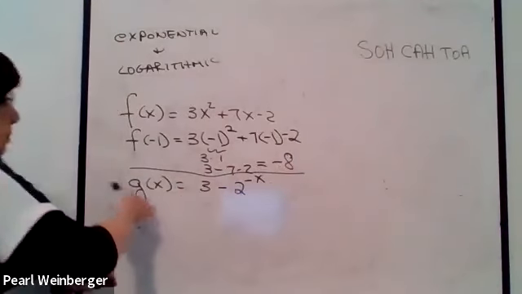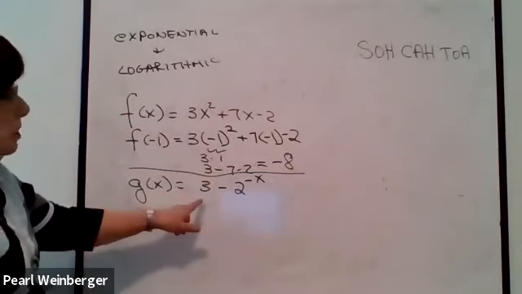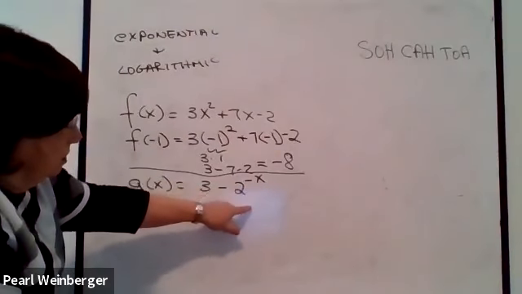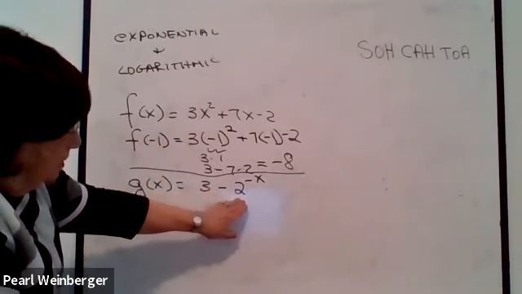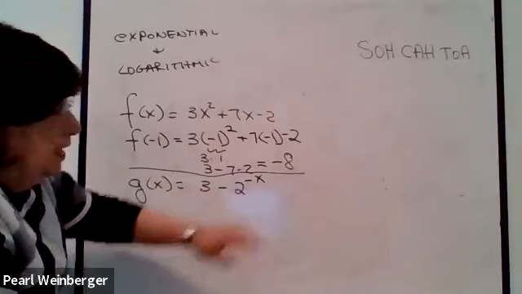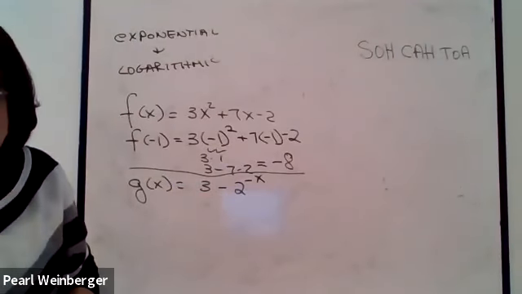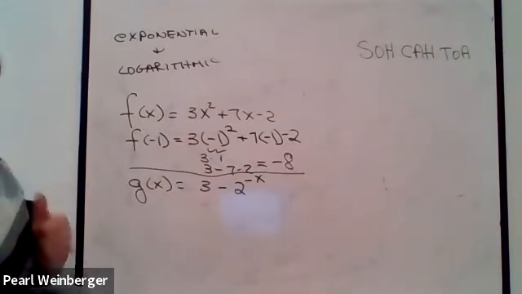I'm calling it g so I can distinguish between the two. The difference here is that in this case, this is just a plain number, but this one has a base of 2 and the exponent is -x. The variable is in the exponent. That's what's called an exponential function.